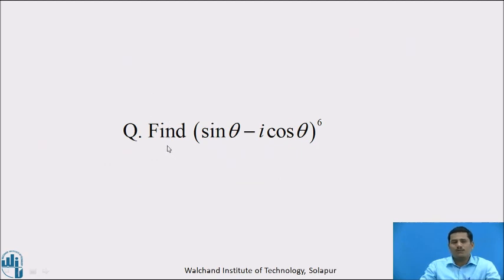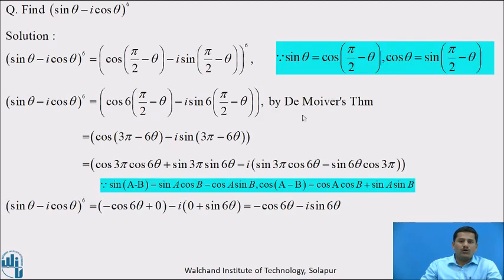Pause this video and find (sin θ − i cos θ)⁶. I hope that all of you have written the answer. Now the problem is to find the value of (sin θ − i cos θ)⁶. Now the solution. We can see that the structure is not like de Moivre's theorem.